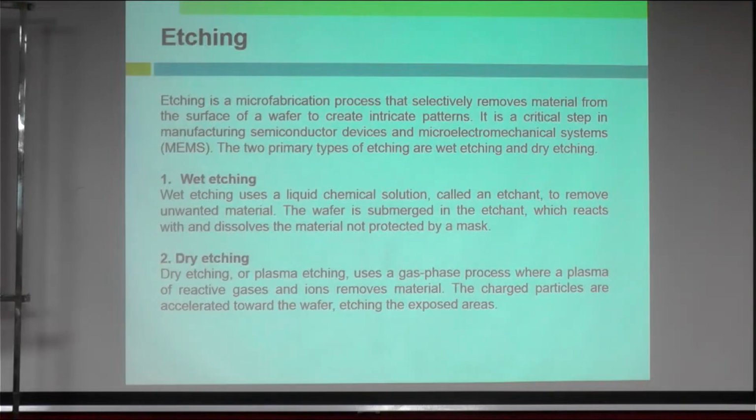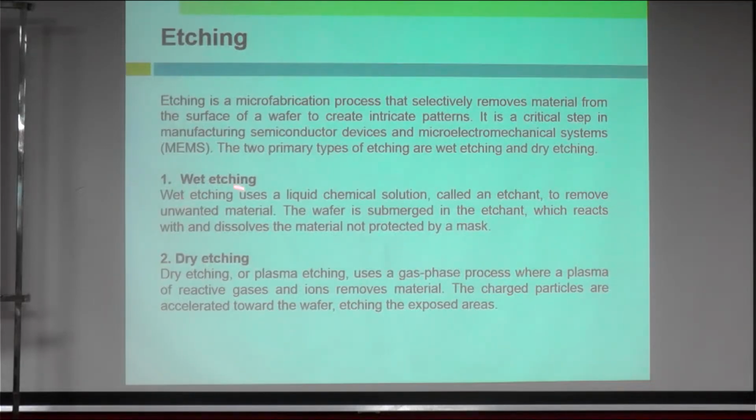In the case of conventional machining processes, we have machine tools to do milling, for example, or grinding, so there is no need for selectivity. But in this chemical or reaction process, the selectivity is very critical in terms of forming the pattern. It is a critical step in manufacturing semiconductor devices and microelectromechanical systems. The two primary types of etching are wet etching and dry etching.